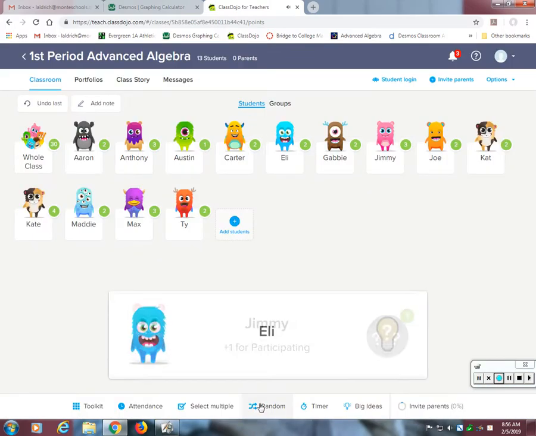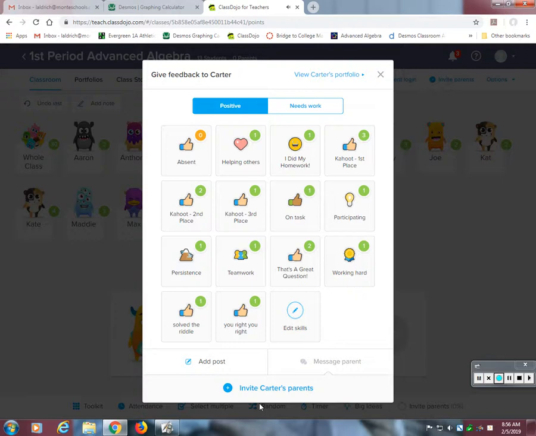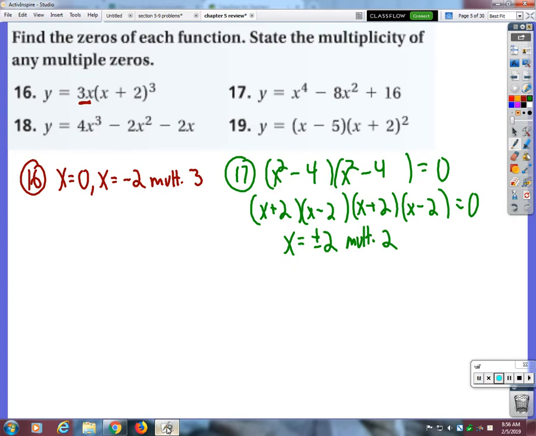All right, how about number 18, Carter? This is going to take some work. Are you ready? Are you pumped? Okay, what can you factor out of all three of those things? I can't factor an x cubed. Yeah, just a 2x, right.